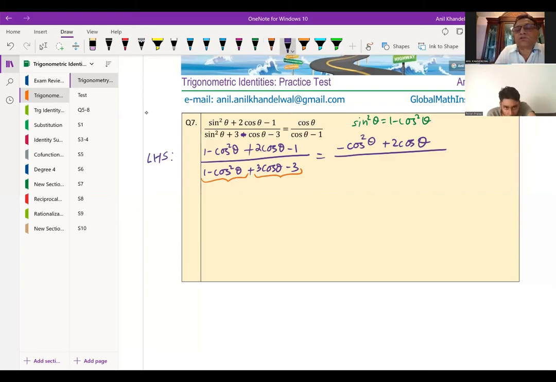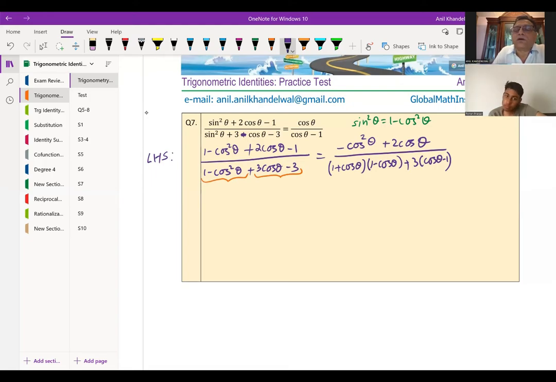So 1 minus cos square theta can be written as 1 plus cos theta times 1 minus cos theta. Plus, here we can factor 3. So we get cos theta minus 1. Is that clear? Yes, sir. Cos theta minus 1.